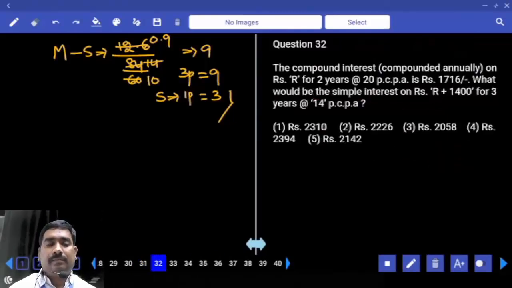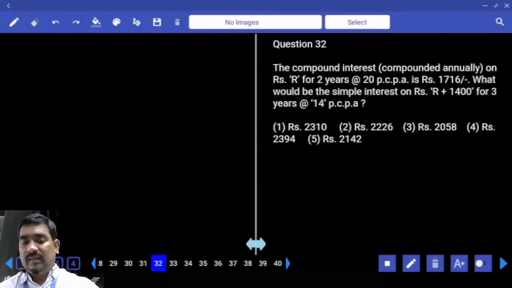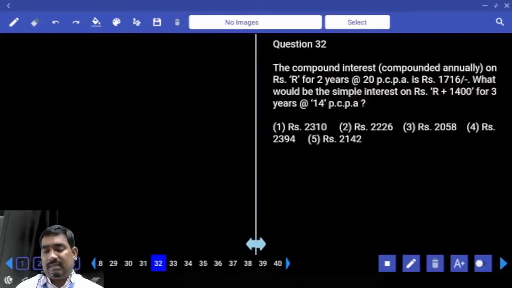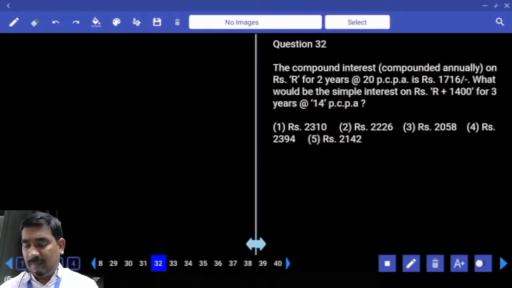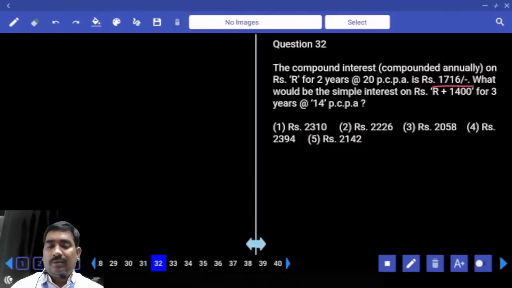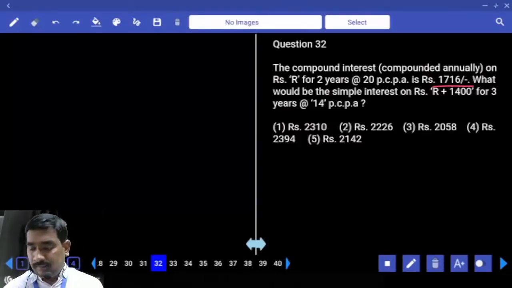Next. The compound interest compounded annually on R rupees for 2 years at the rate of 20% per annum is 1716. What would be the simple interest on R plus 1400 for 3 years at the rate of 14% per annum?